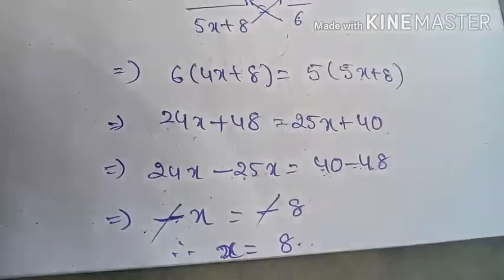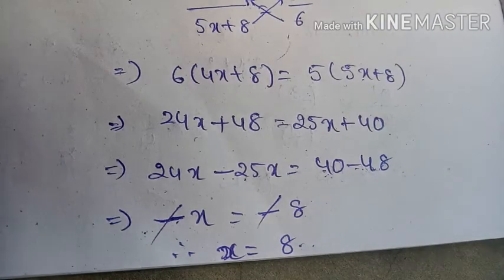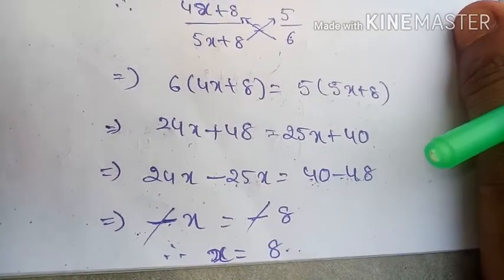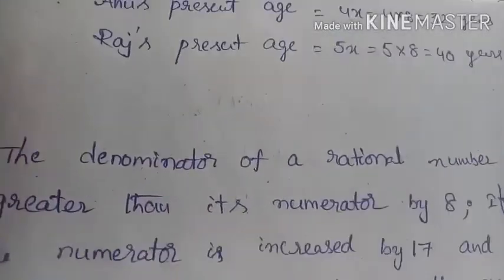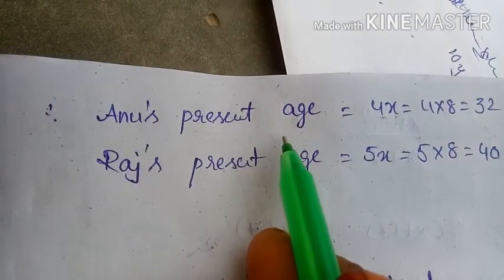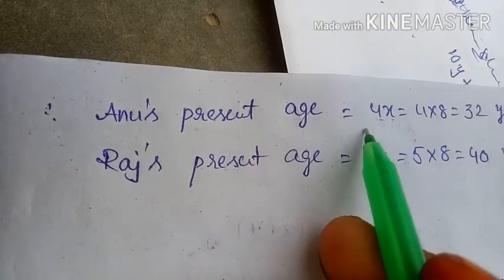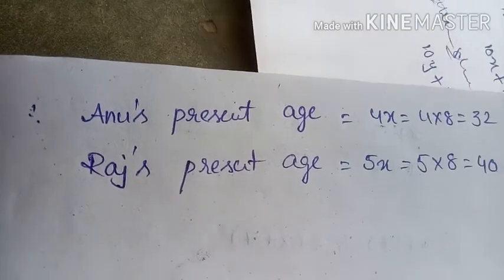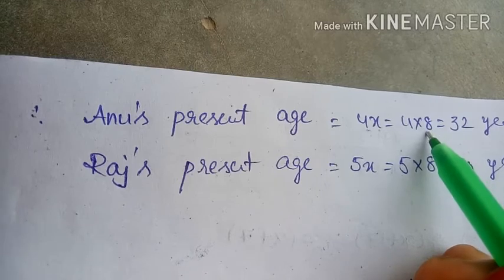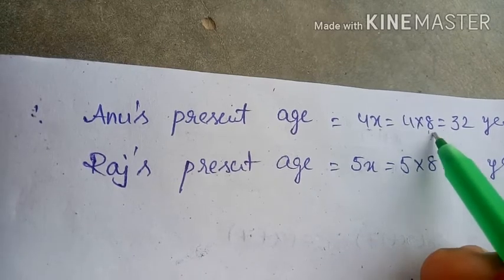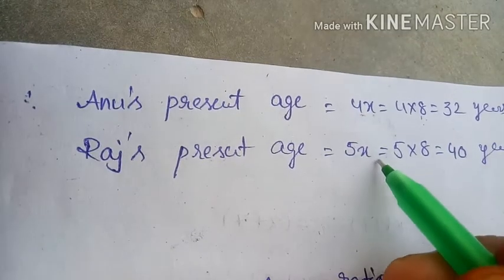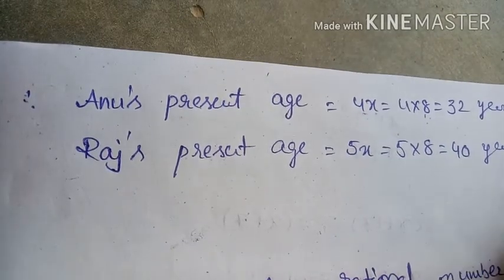What is x? It relates to the ratio of the ages of Anu and Raj. Therefore, what is the present age of Anu? That is 4x, which is 4 into 8. We got x value 8, no? So 4 8s are 32 years, and Raj's present age is 5x, 5 into 8, 40 years.